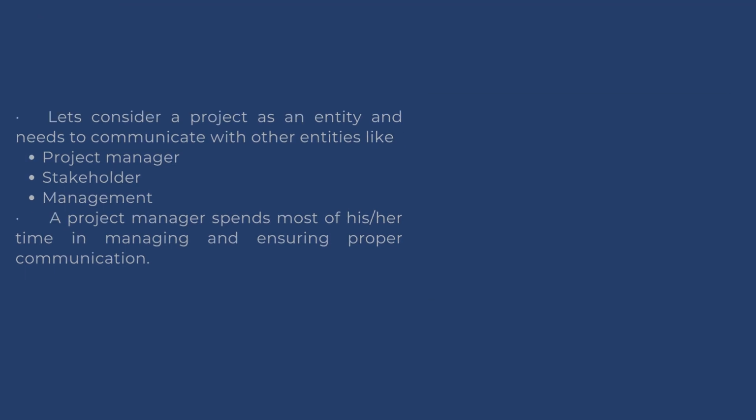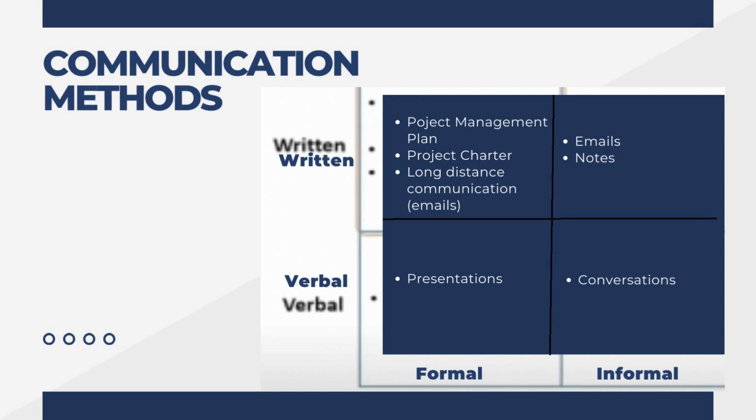Moving to next. There are communication methods. There are four types of communication methods: written, verbal, formal, informal. Written formal can be project management plan, project charter, long distance communication like emails. Written informal can be emails, notes. Verbal formal can be presentations. Verbal informal can be conversation, communication between different team members.